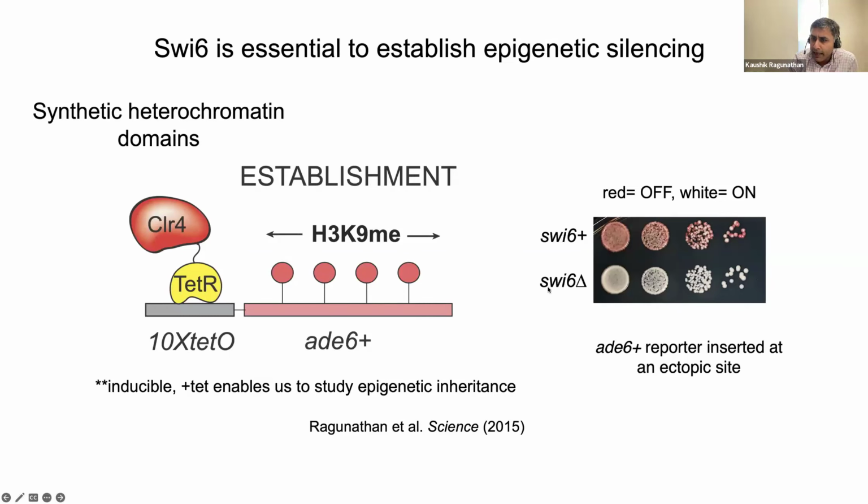And in particular, in this assay, what I want to point out is if the gene is silenced, colonies turn red. And if you delete SY6, you can actually see the sensitivity of this phenotype for the presence or the lack thereof of SY6. Okay, so SY6 is this reader protein that binds to H3K9 methylation and somehow executes this process of silencing.